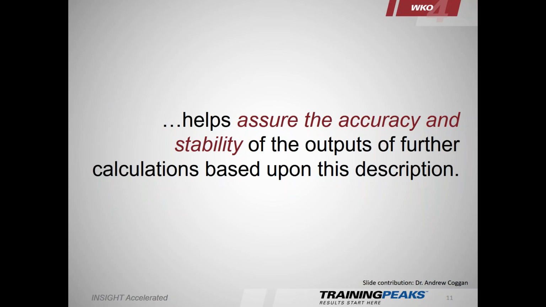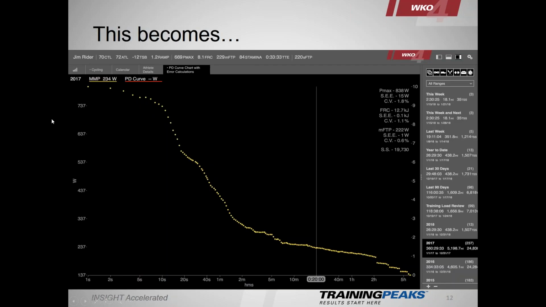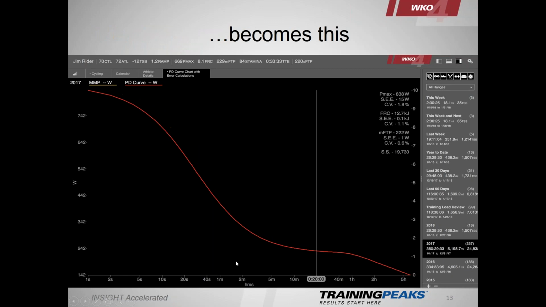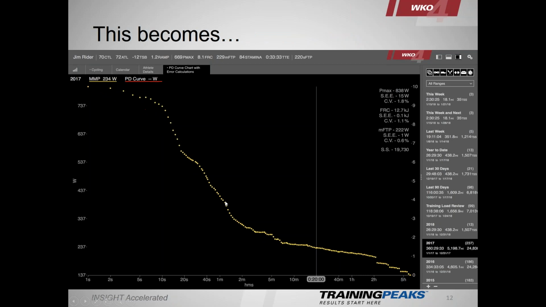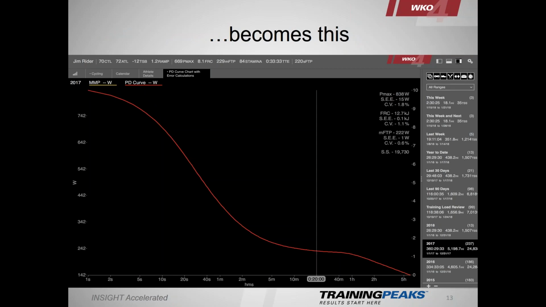The challenge is, though, in the absence of a model, if you look at the model, I'm going to break down what we're seeing. This is your mean maximal power curve, right? And this is just Jim Ryder here over 2017. We can see his curve has got some shape to it. So really what we need to do is take this mean maximal power relationship, which is simply a peak for every second across the power duration relationship, and change it into a smoother, more accurate second by second model. So basically this becomes this.